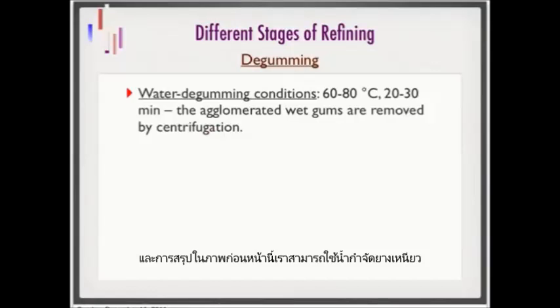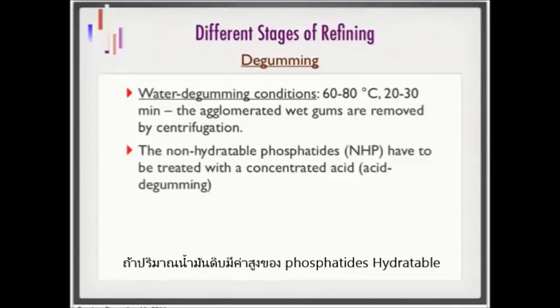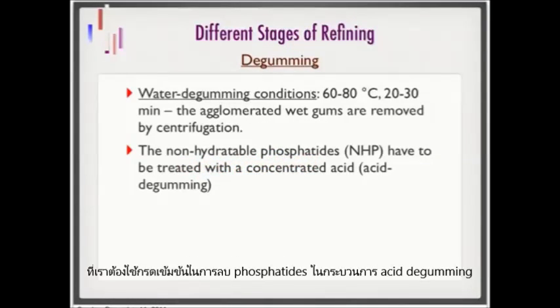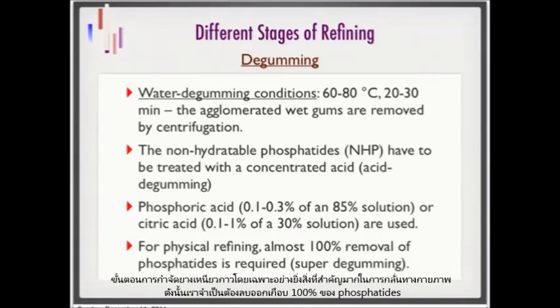As I mentioned in the previous slide, we can use water degumming if the crude oil contains a high amount of hydratable phosphatides. But if the oil contains non-hydratable phosphatides, we have to use concentrated acid to remove the phosphatides, and this process is called acid degumming. We can use phosphoric acid at 0.1 to 0.3% of the 85% solution, or we can use citric acid with this concentration. The degumming step is especially very important in physical refining.